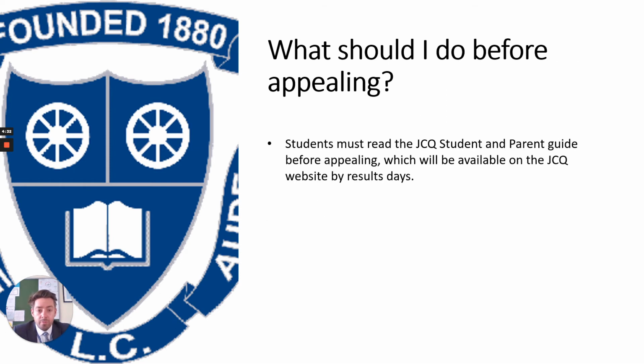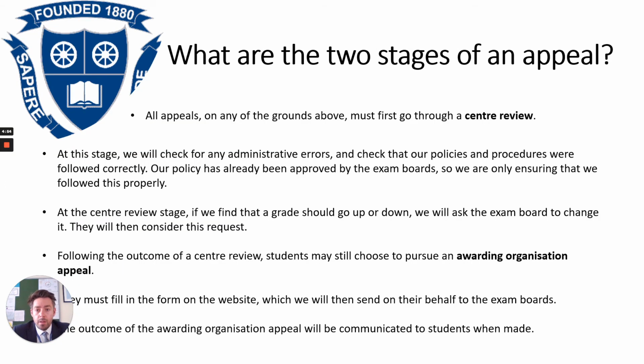So before you appeal, it's important that you read the JCQ Student and Parent Guide, which will be available on the JCQ website by results days. We may not be able to offer as much advice and guidance on the likely success of an appeal this summer as we would in normal years, as we've already moderated and quality assured all the grades ourselves. There are two stages to an appeal.